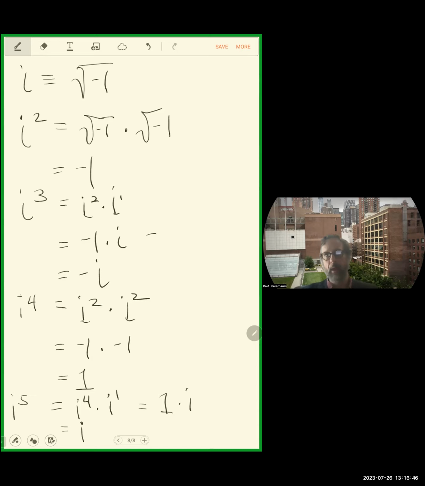Now, here's what I'm saying. Look at that. That's interesting. i cycles in steps of 4, just like cosine and sine, right? The derivative of cosine is negative sine. The derivative of negative sine is negative cosine. The derivative of negative cosine is sine. The derivative of sine is cosine. Four steps and you're back to the original. Four steps here, you're back to the original. Interesting. I'm just pointing that out.